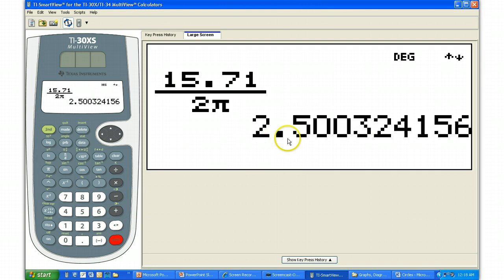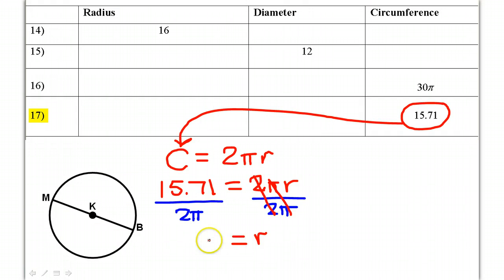So that's going to give me 2.500. To the nearest tenth, that's just going to be 2.5. So the radius is 2.5. So now, isn't that a lot cleaner than 15.71 over 2 pi? That's an improvement. So when you have a decimal, just give me a decimal answer. Don't try to leave pi mixed in with decimals. It's unattractive.